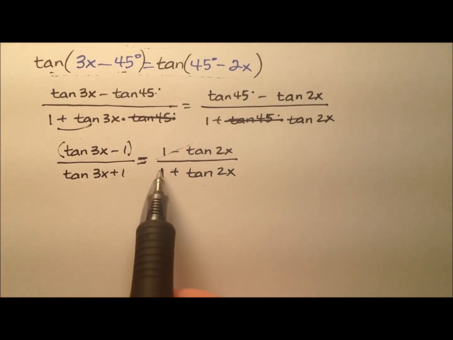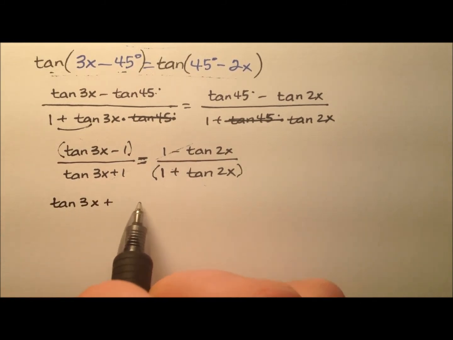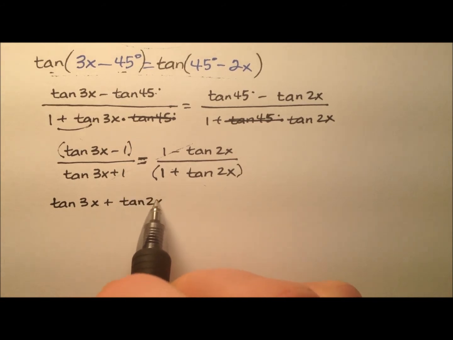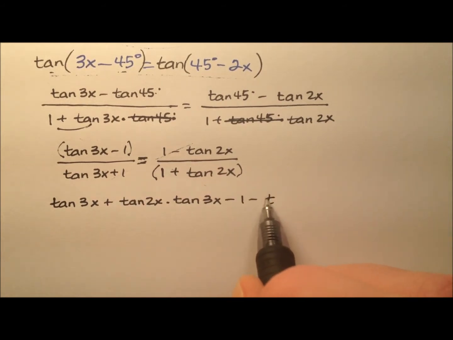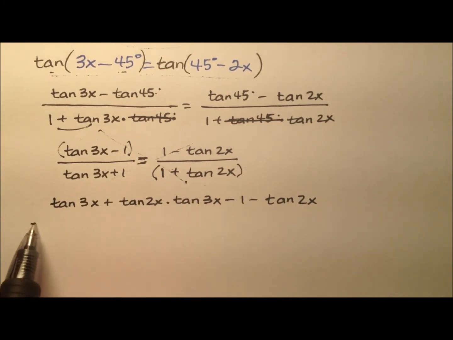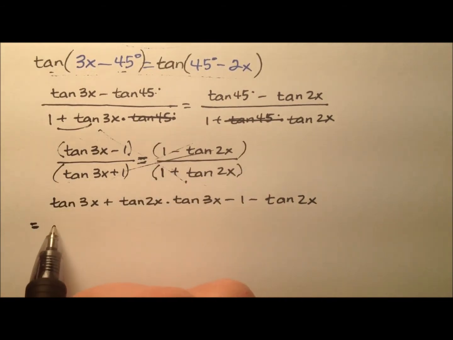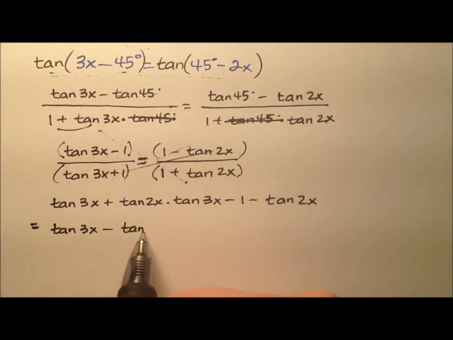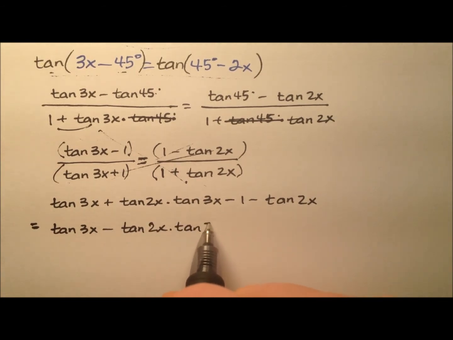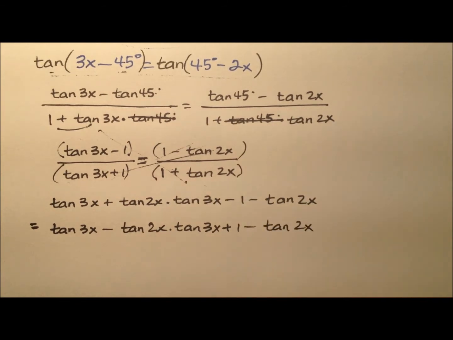So I'll take this binomial times this binomial. So it looks like we have the tangent of 3x plus the tangent of 2x times the tangent of 3x, and this is kind of the long part here, and then minus 1 minus the tangent of 2x. Okay, so that's this cross product, and we're going to set that equal to this cross product, which let's do parentheses again. So tangent of 3x, and then we have minus the tangent of 2x times the tangent of 3x plus 1 and minus the tangent of 2x.